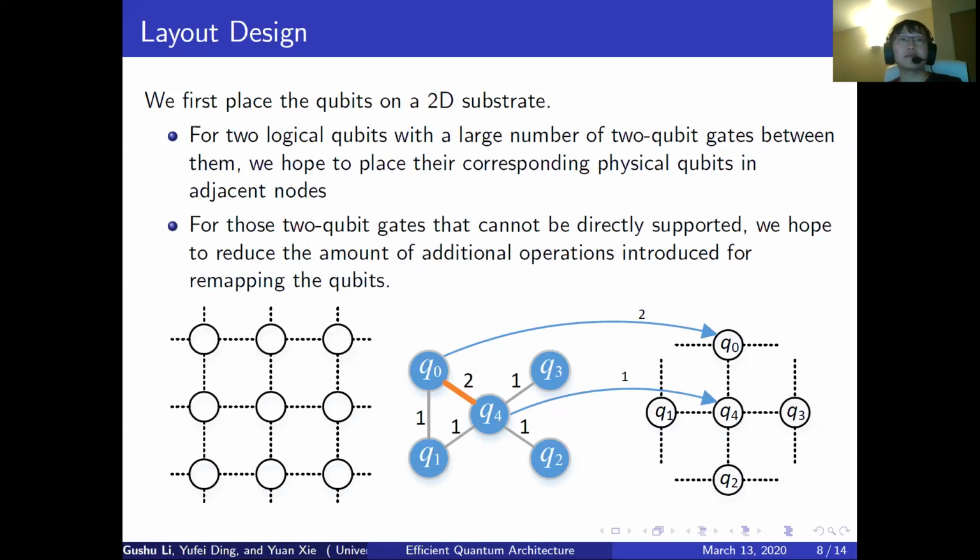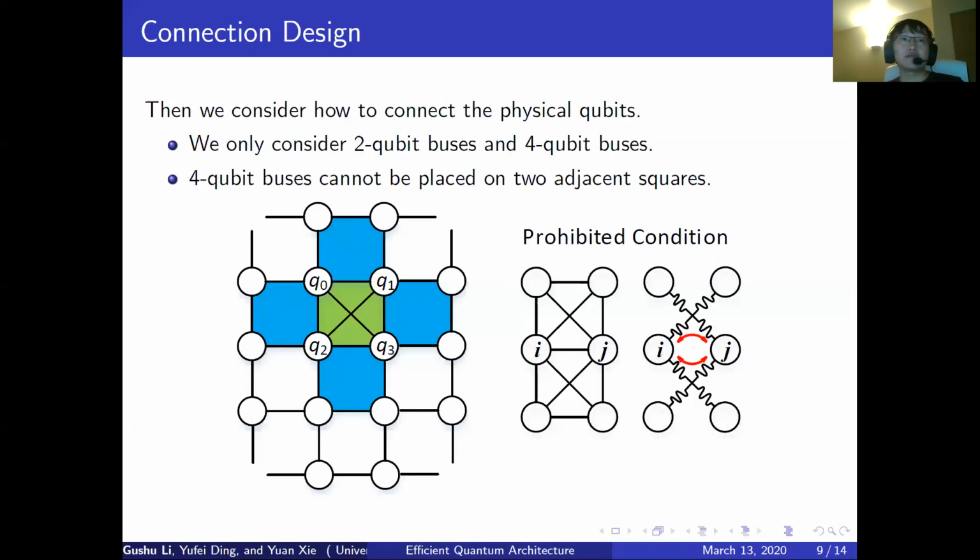This is the illustration of the basic idea, and you can check the details of the qubit placement algorithm in our paper. Now, after this step, all the qubits are now placed on a 2-dimensional substrate. The second step is about how to physically connect those placed qubits. Actually, the physical qubits can be connected in a very flexible way, and in this paper, we only consider the design decision between using 2 qubit buses or 4 qubit buses.